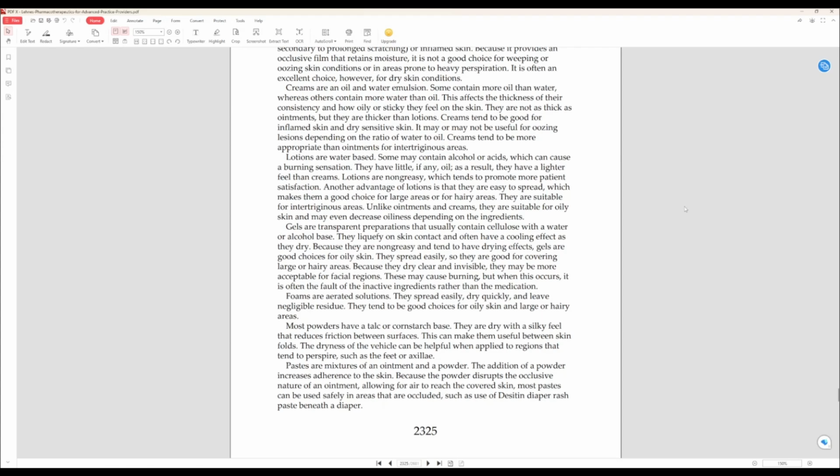These may cause burning, but when this occurs, it is often the fault of the inactive ingredients rather than the medication. Foams are aerated solutions. They spread easily, dry quickly, and leave negligible residue. They tend to be a good choice for oily skin and large or hairy areas.